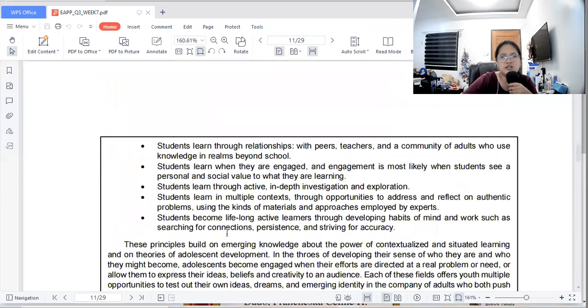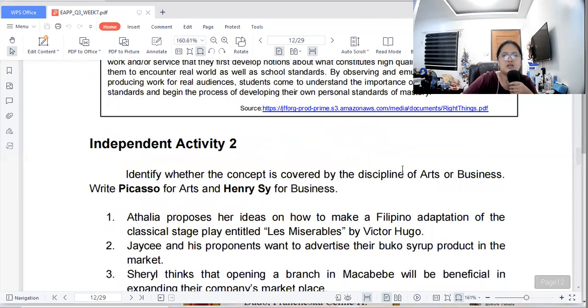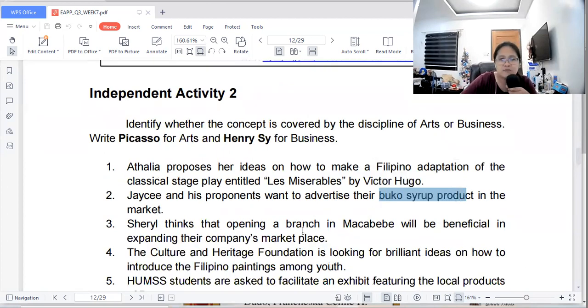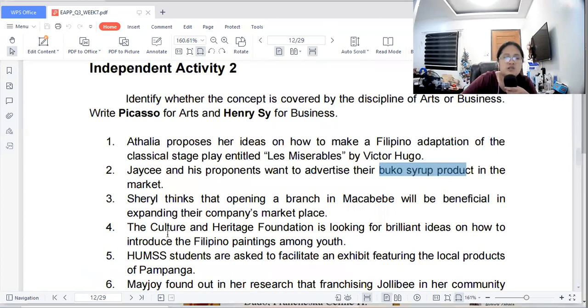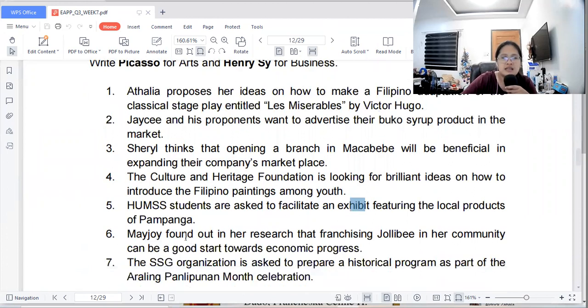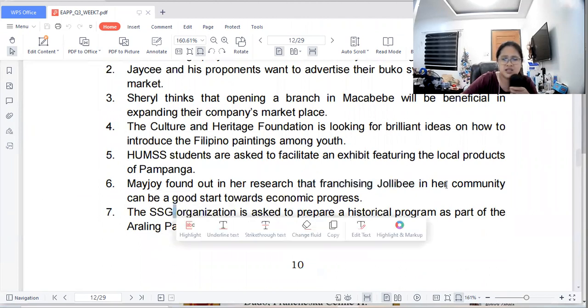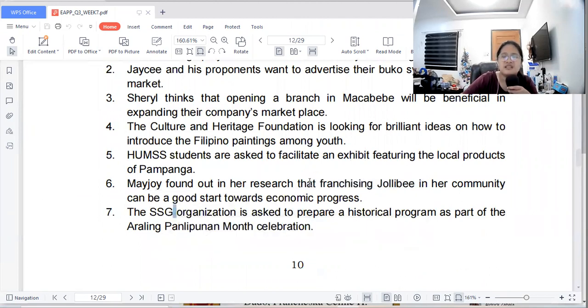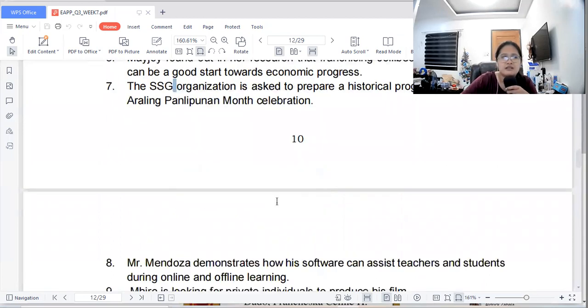So for this one, you could read this on your own. And then, look if it's arts or business. Madali na yan, okay? So, Victor Hugo, Les Miserables, that's Picasso. Okay, number 2, Buko Syrup Product, Henry C. Cheryl Macabebe, opening a branch, that's Henry C for business. Culture o arts. Humes, nandun yung word na exhibit, arts. 6, research, franchising, ayan, business, of course. SSG, historical program, that is arts, Picasso.